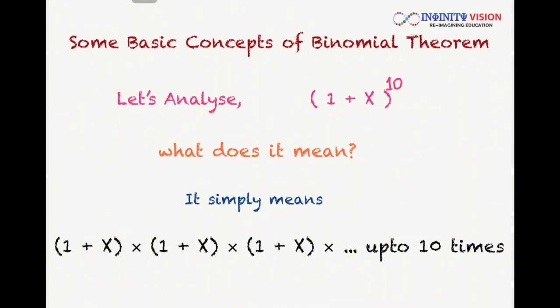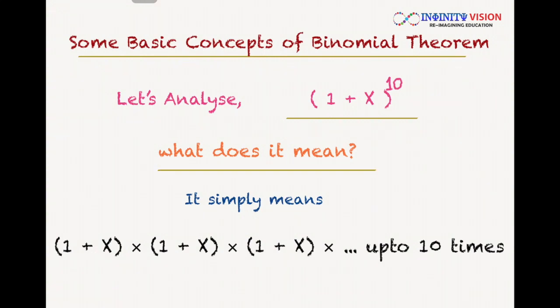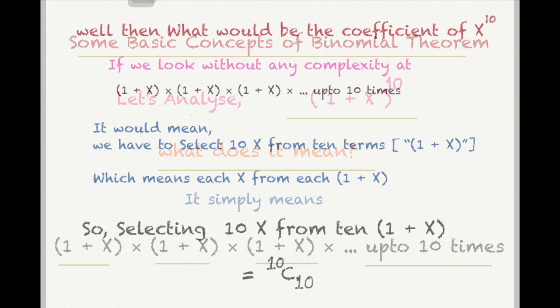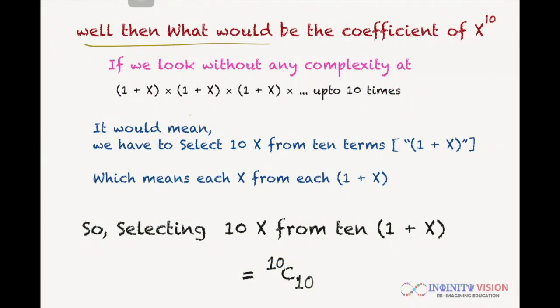Now the third part of our analysis, that is concept. In this we'll be discussing some basic concepts of binomial theorem. Before we begin, we'll analyze what is 1 plus x to the power 10. What exactly it means. So if you ask simply, it means 1 plus x into 1 plus x into 1 plus x up to 10 times. Well, then what would be the coefficient of x to the power 10?